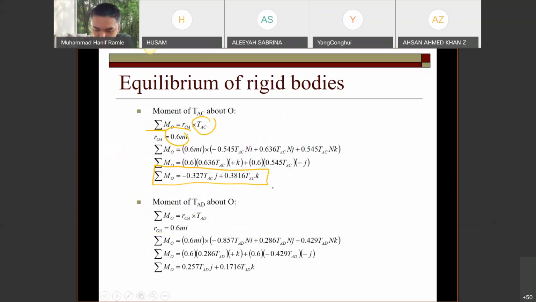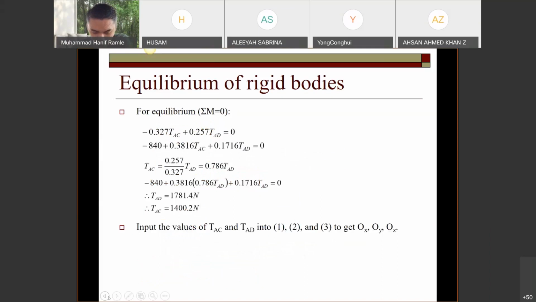But in terms of unknown values. The last one is TAD. Same ROA, substitute into the equation. TAD is there, then you will get this one. For detail, you have to do the exercise. I will explain only a brief solution.